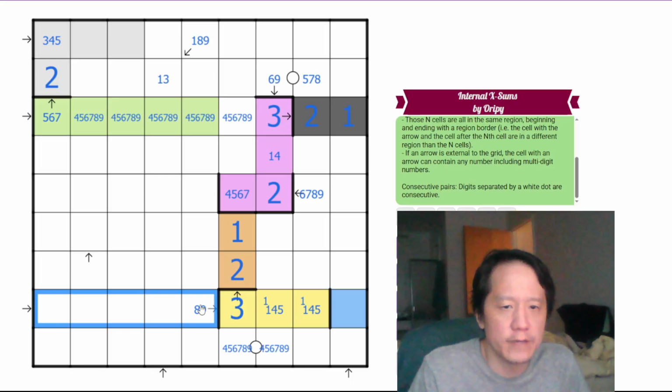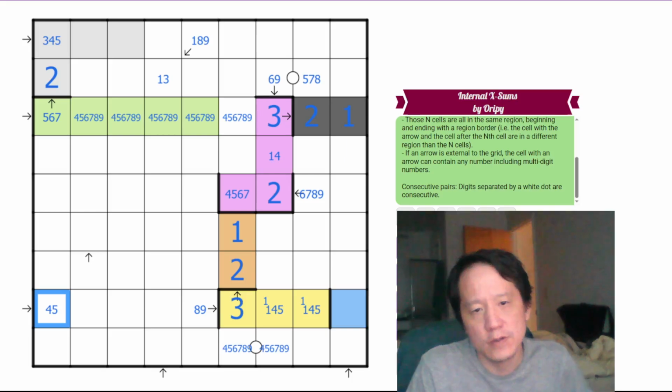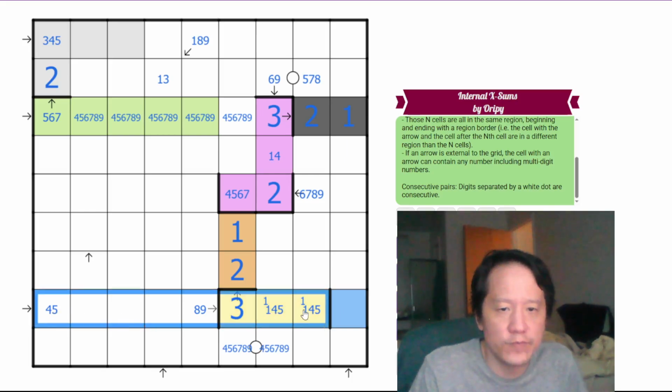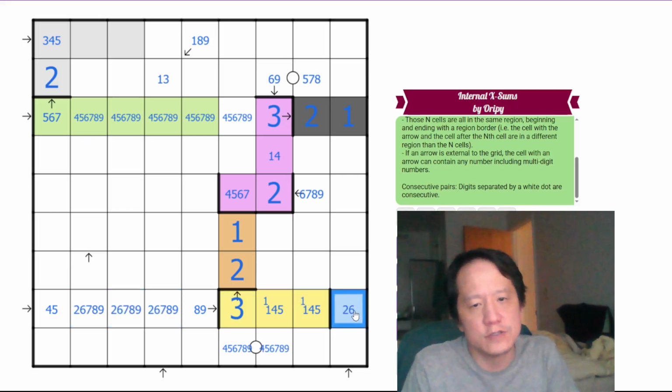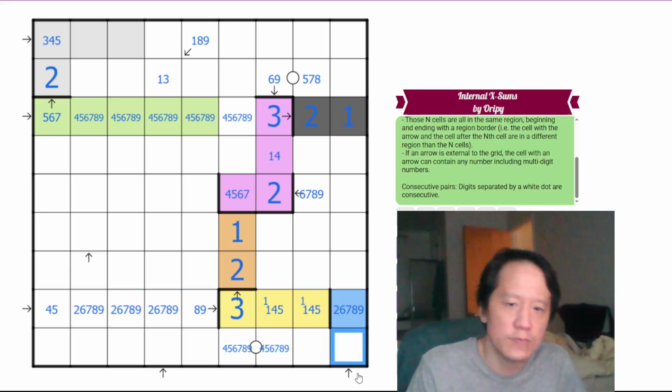This is at most... It cannot be 1, because one of these is a 1. Can't be 2, can't be 3, so it's 4 or 5 here. So this is a 1, 4, 5 triplet in row 8, which eliminates 1, 4, and 5 in the rest of the row. So this means this is 2, 6, 7, 8, 9 here.